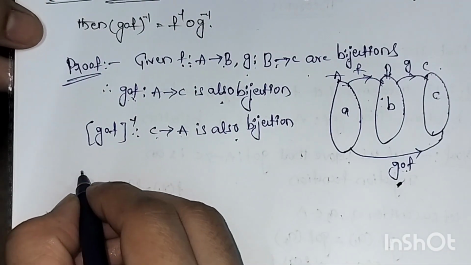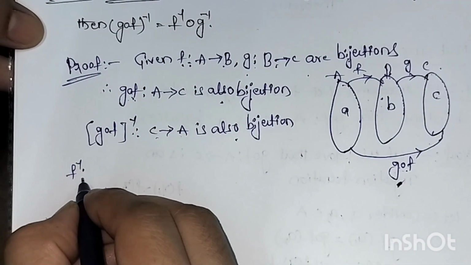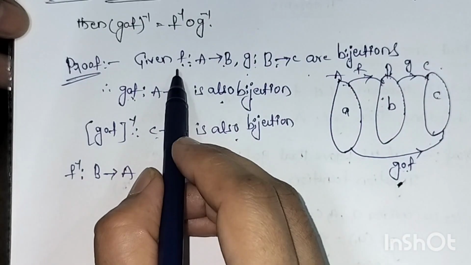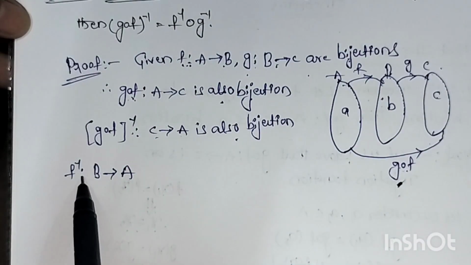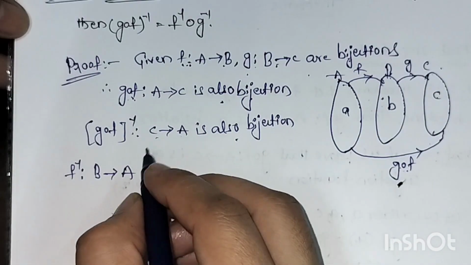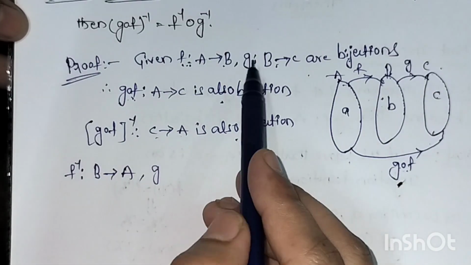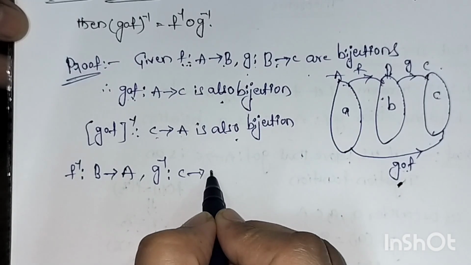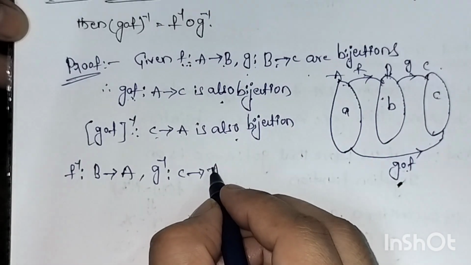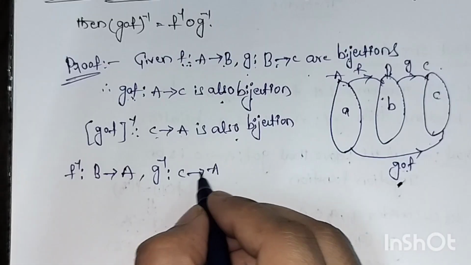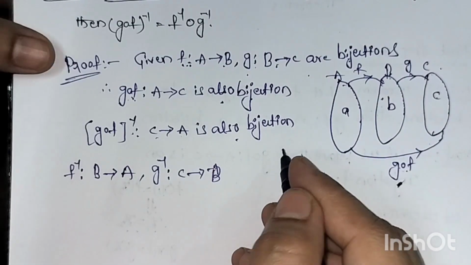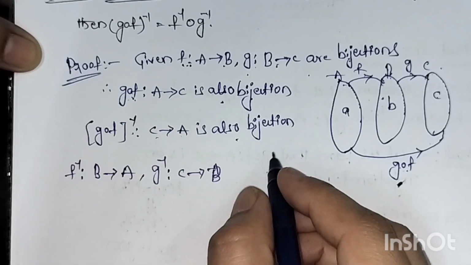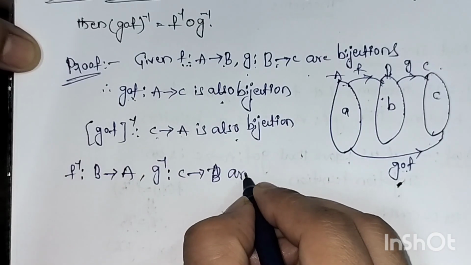F inverse maps B to A. F maps A to B, F inverse B to A. G maps B to C, G inverse C to A. Sorry, G inverse C to B. These two are bijections. The inverses of these functions are bijections.